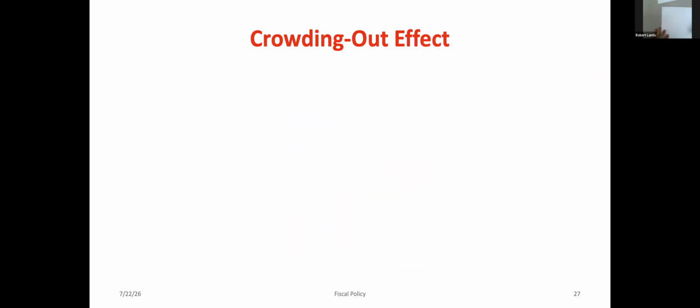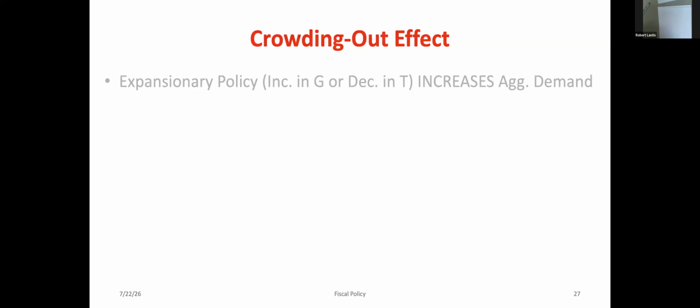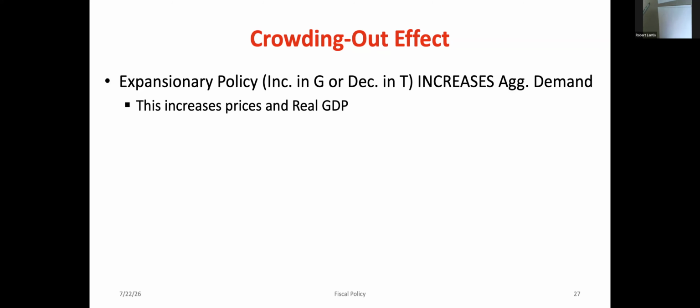So we're now going to get even a little bit more complicated. Let's step away from simultaneous shifts for a second and make it a little bit easier. Let's assume that the government engages in expansionary fiscal policy. So expansion, right? We're increasing aggregate demand. How? Increasing government spending or decreasing taxes. If we just have that shift alone, it would increase prices and increase real GDP, right? We said expansionary policy closes recessionary gaps.